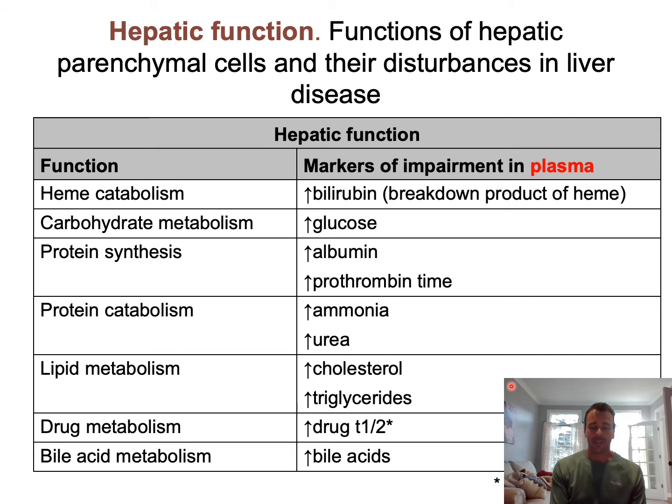If drug metabolism is impaired in your liver, you can see higher levels of the drug or a longer drug half-life. And another function is bile acid metabolism, and obviously then you'd see higher levels of bile acid in your plasma.